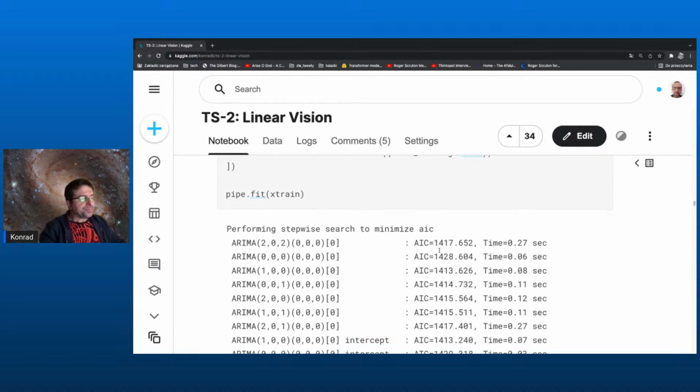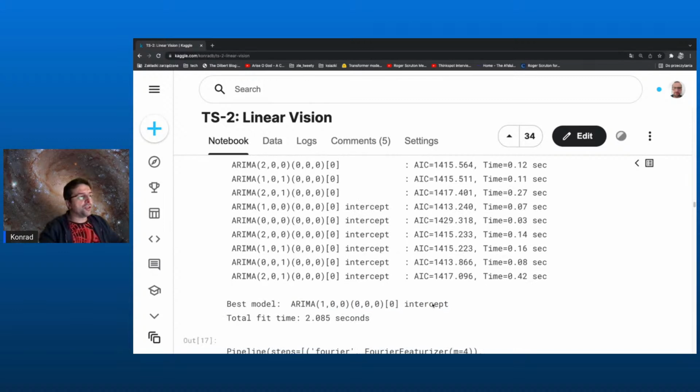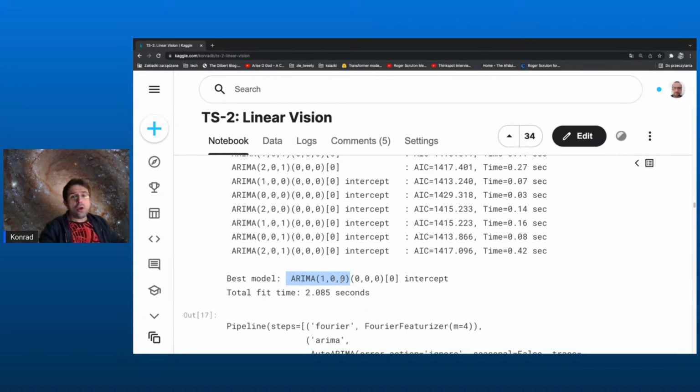As you can see, this is what it looks like in practice. It checks different possible combinations for the autoregressive and the moving average part. This is how the Akaike information criterion changes. Okay, hooray, we found the best model, (1,0,0), which is, by the way, accidentally the same that seemed to be the best idea based on looking at the autocorrelation and partial autocorrelation in the beginning.